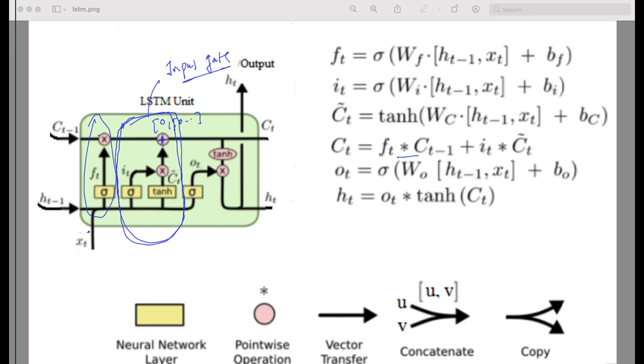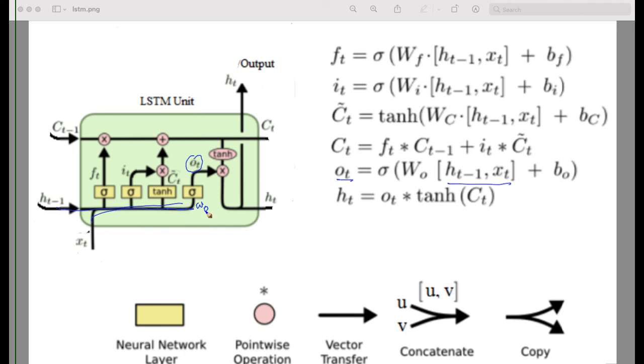Okay, now let's talk about the next term, that is OT. OT is again sigmoid applied on this ht minus 1, xt, which is this term coming here, multiplied with this WO, plus bias. So that is how we are getting OT.